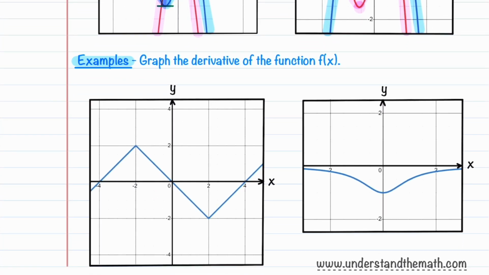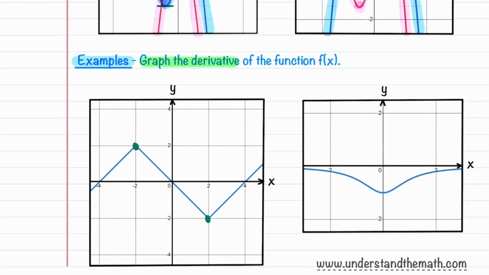Let's now look at some examples where we are only given the function and we want to graph the derivative. We're going to first look at the graph on the left. Notice on that graph that we have no point where the slope is equal to 0, but we do have 2 points, one here and one here, where our function has what we call a corner, and that means that the derivative is not defined at that point. So our derivative, when x is -2 and x is 2, is going to have an open circle.